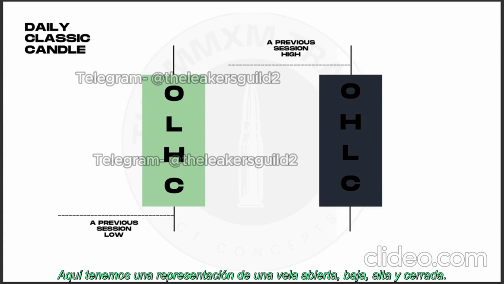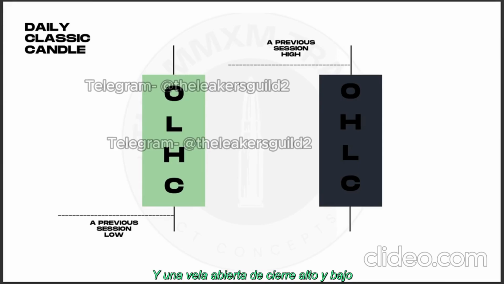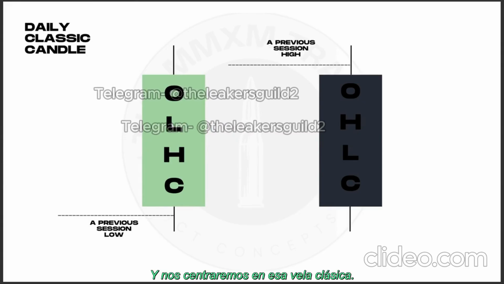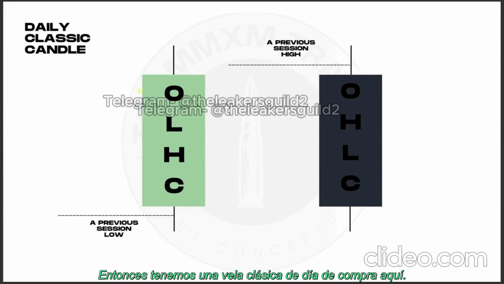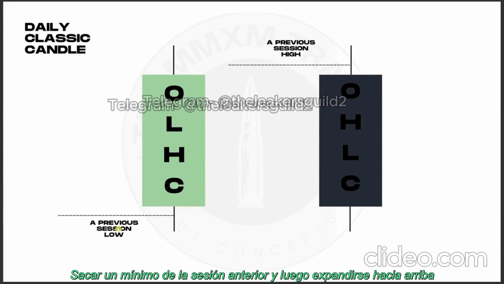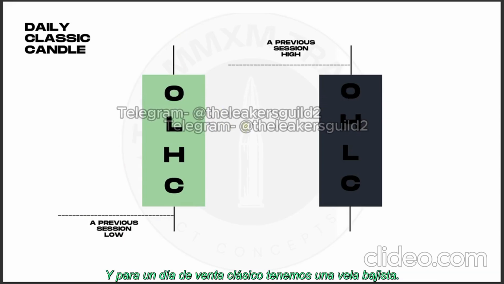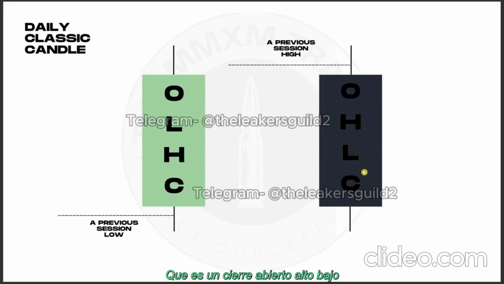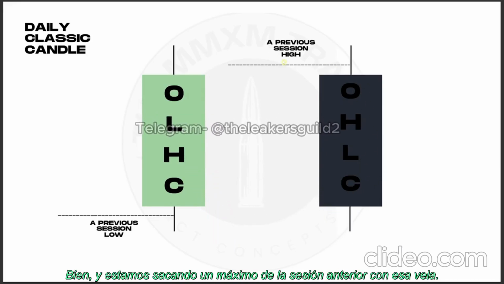So over here we've got a depiction of an open-low-high-close candle and an open-high-low-close candle, and we're going to be focusing on that classic candle, right? A daily classic candle. So we have a classic buy day candle over here, taking out a previous session low and then expanding up higher. And for a classic sell day, we've got a bearish candle, which is an open-high-low-close, right? And we're taking out a previous session high with that candle.